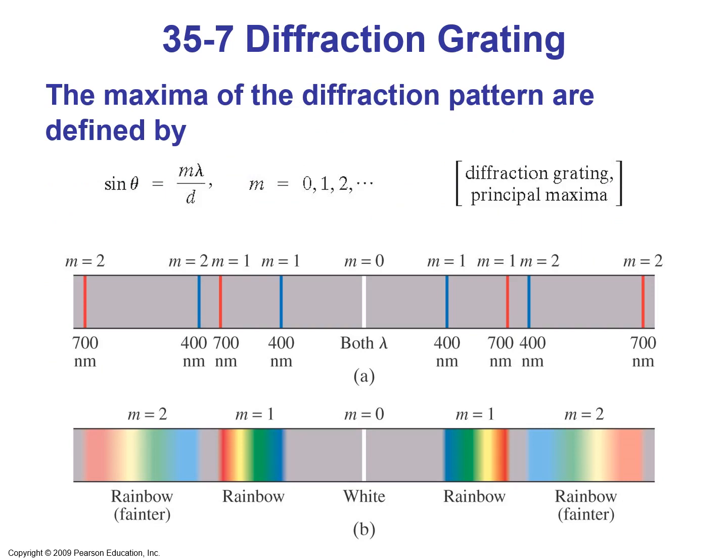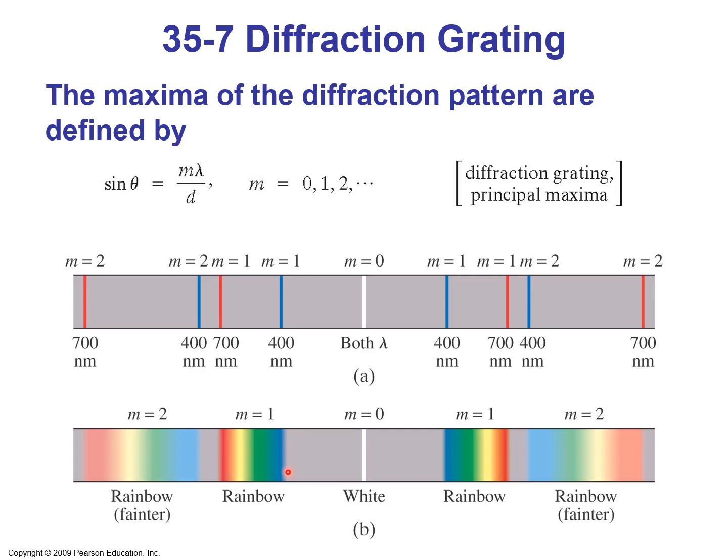For a diffraction grating, the maxima of the diffraction pattern are defined by sine theta equals m lambda over d, where m is an integer starting from 0, and this is for the diffraction grating for principal maxima. So no matter what the wavelength is, for m equals 0, at the center we have a bright spot, but for blue we have a spot every 400 nanometer, and for the red every 700 nanometer separation. We can have a rainbow structure.